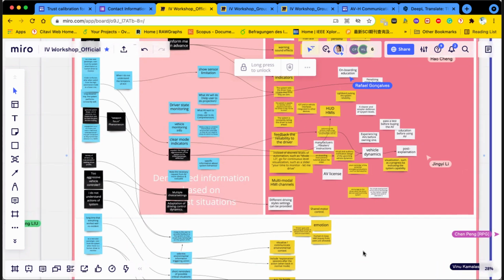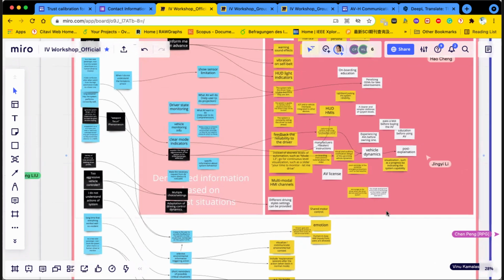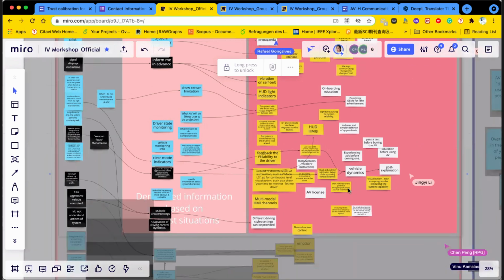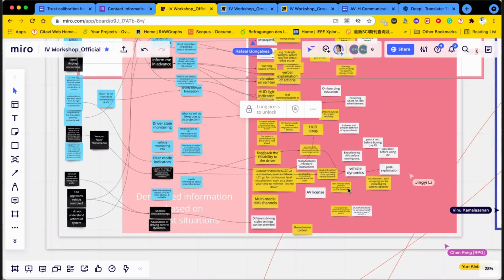So yeah, basically those were the ideas from our brainstorm. Thanks a lot, Raphael, for summarizing our thoughts. That's really nice. And I hope group B will look at more details on our board. I'm very curious about the AV license, because you mentioned the educational thing. Is there a relationship between the AV license and the onboarding education? So if you are educated by something, you will get the AV license? I'm not sure if I understand it correctly.